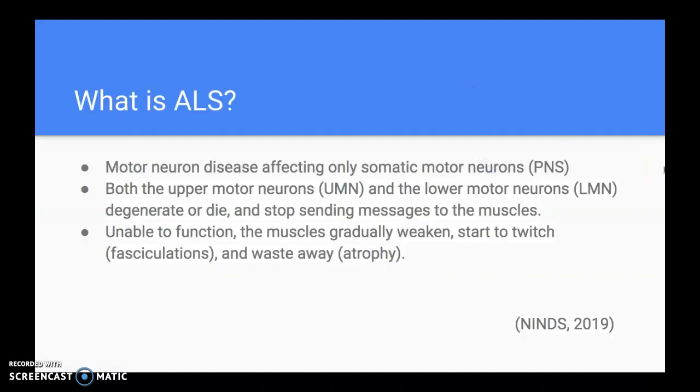So what is ALS? ALS is a motor neuron disease affecting only somatic motor neurons from the peripheral nervous system. Both the upper motor neurons and the lower motor neurons degenerate or die and stop sending messages to the muscles. Without those messages, muscles are unable to function and gradually weaken, start to twitch, and waste away.